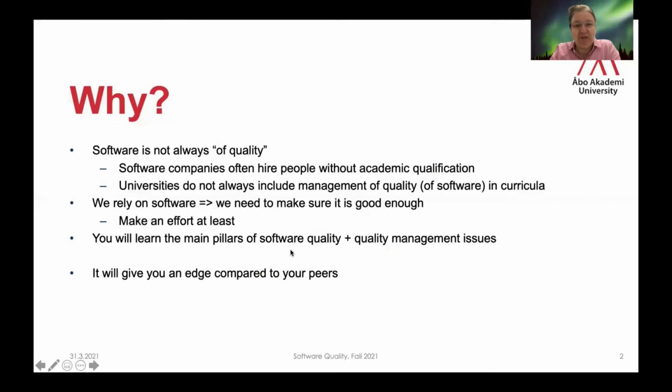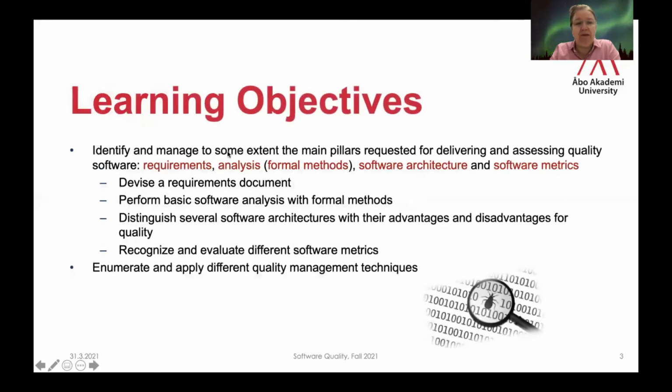So let's see a little bit what these four pillars are. The four pillars for software quality are requirements, software architecture, analysis of software in the form of so-called formal methods, and software metrics. For each of these four topics, we can have a whole course. So maybe some of you already have had or will have a course on requirements or software architecture, but formal methods and software metrics are also fields in their own right. But in this course, we will have an overview of how we can use these four pillars in order to give our software a better quality.